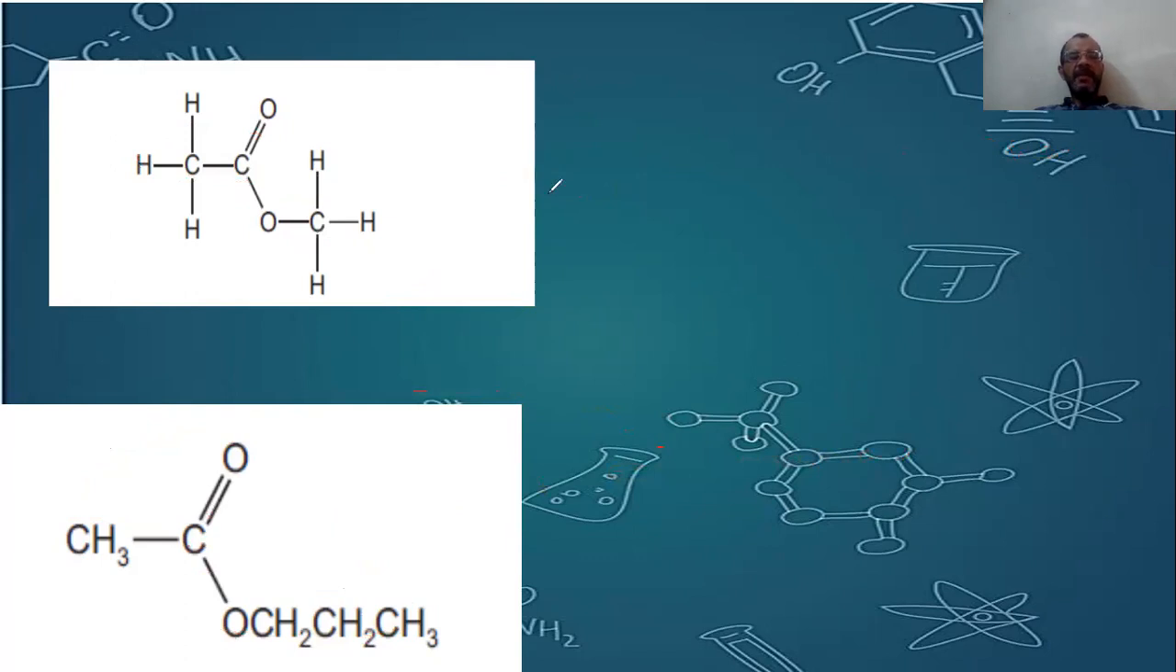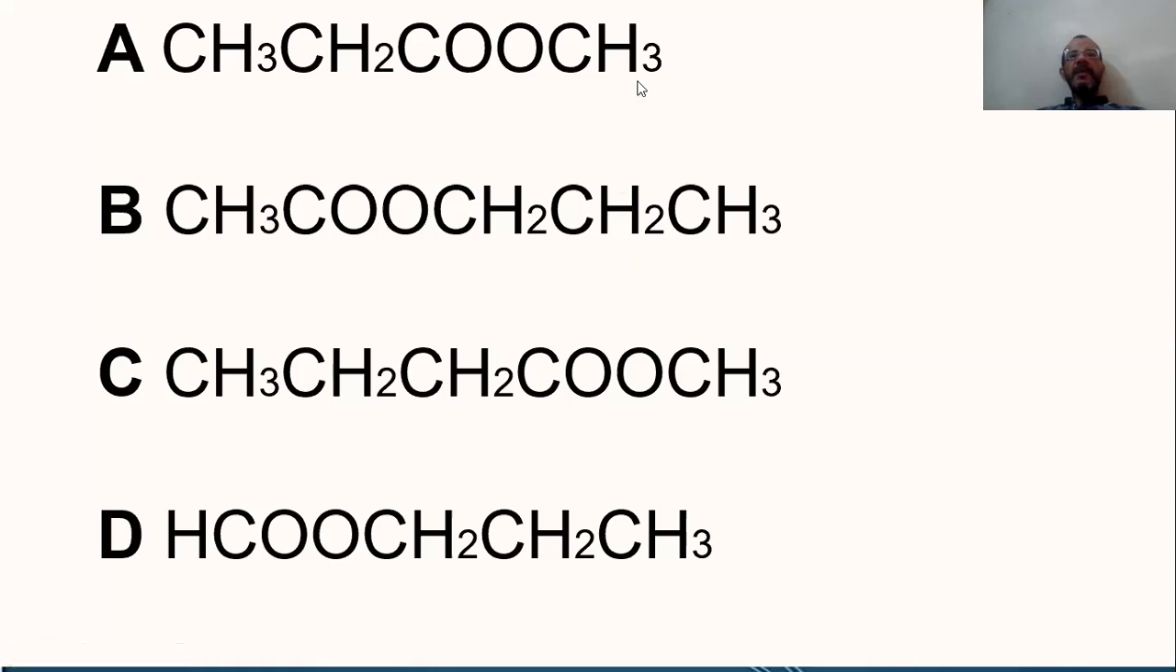Let's see another example. Here's the name of the compound. Let's try to draw it: CH3, CH2, COOCH3. The first question: is this one an alcohol, an acid, or an ester? I told you, once you find two oxygen atoms, it may be an ester or an acid. But once you find O and H together, it is an acid. So this one is not an acid, it's an ester.